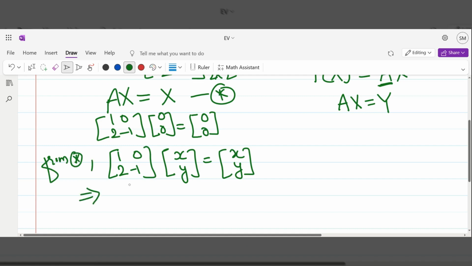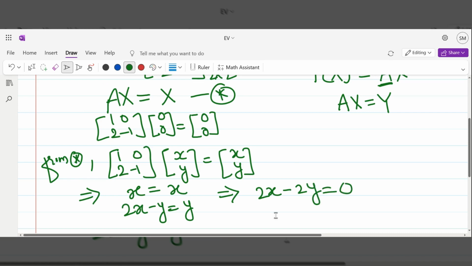So this implies 1 into x equal to x, and 2 into x minus y equal to y. If I just equate, this first equation vanishes and we remain with only 2x minus 2y equal to 0, which further implies x minus y equal to 0, and which gives us x equal to y.